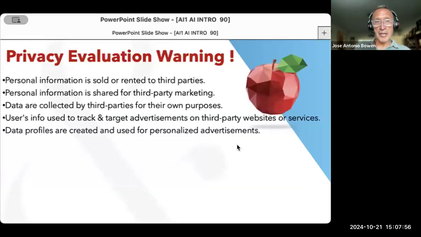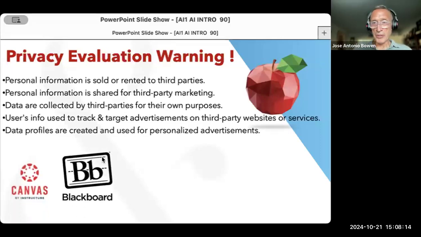This same point applies about privacy. So if you saw these privacy warnings, right, personal information is sold or given to third parties. Is anybody here worried about this list? You should be worried about everything on this list. But the things that you should be worried about are both Canvas and Blackboard. Both get C ratings from the privacy site because they do all of these things.